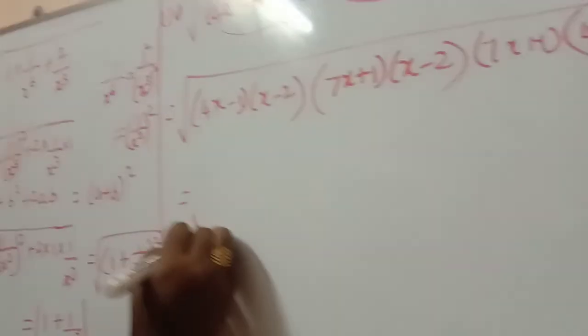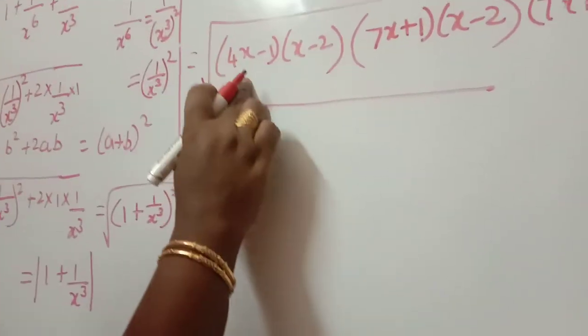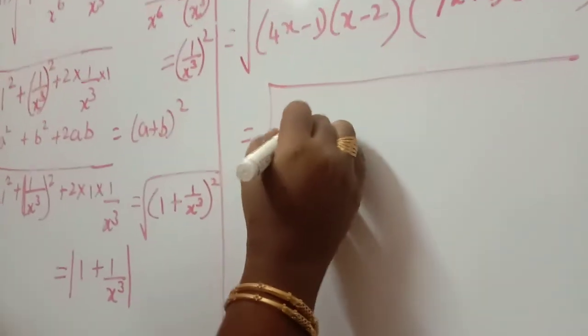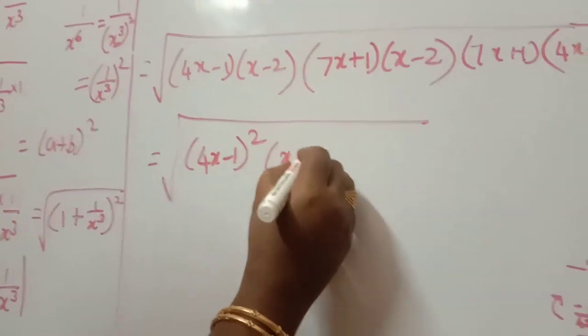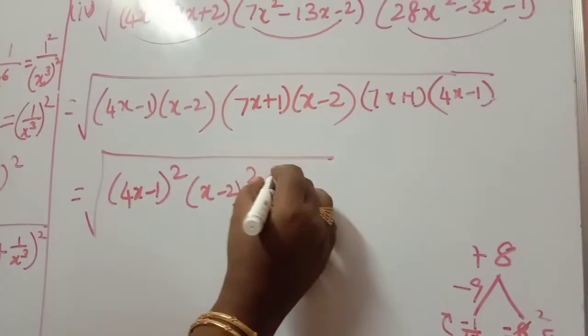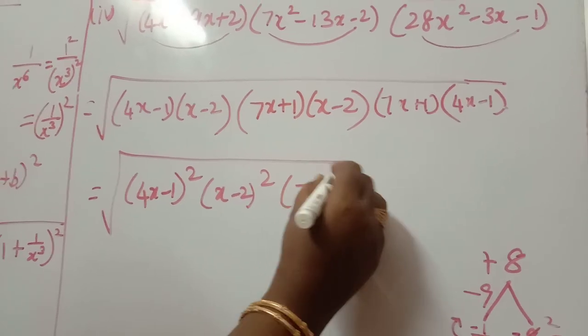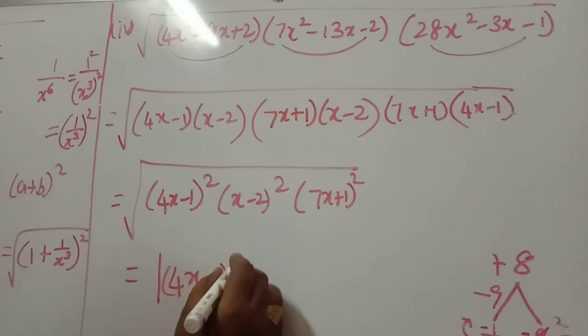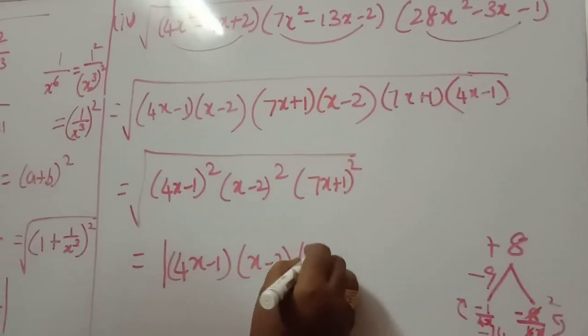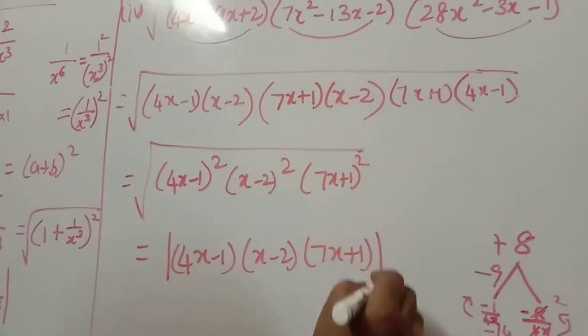It is equal to 4x minus 1, 2 times it is here, 4x minus 1 the whole square. x minus 2, 2 times. 7x plus 1, 2 times. So square root of 4x minus 1, x minus 2, 7x plus 1. Okay.